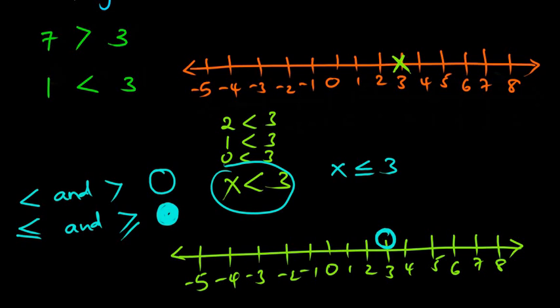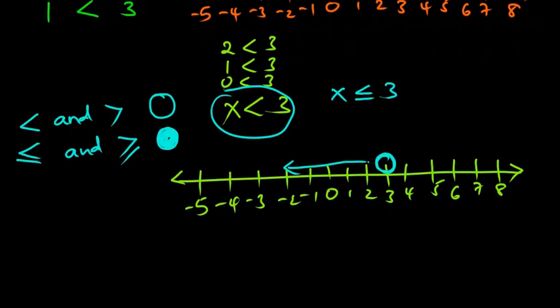Okay? And then what we do next is that we draw an arrow. We draw an arrow towards the left, to represent all these numbers that are towards the left, because we said all numbers that are towards the left are less than 3. Okay, so that is how we are going to represent it.